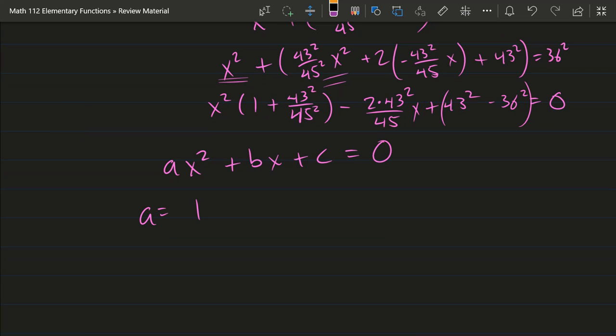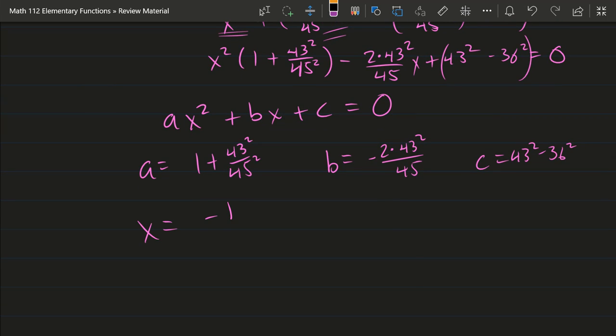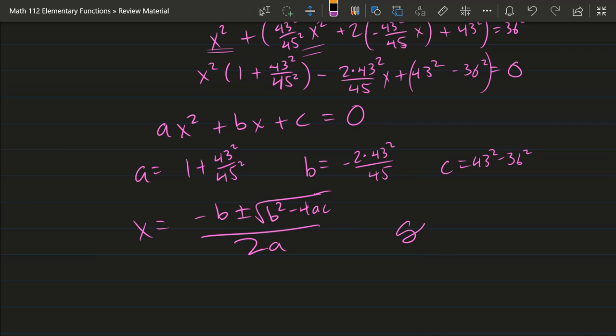So our a is 1 plus 43 squared over 45 squared. That's just a. B is negative 2 times 43 squared divided by 45. And C is 43 squared minus 36 squared. So we're going to go quadratic formula. X equals negative b plus or minus the square root of b squared minus 4ac, all over 2a. All right, you're going to get two x values.